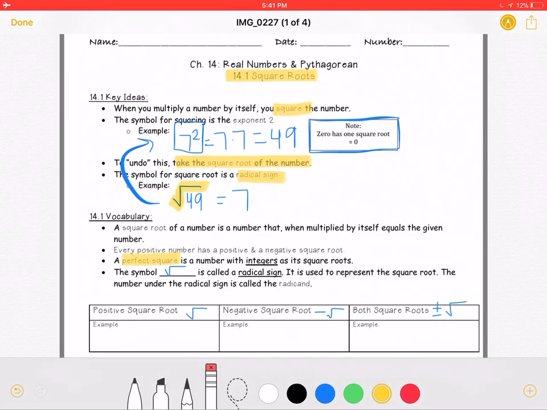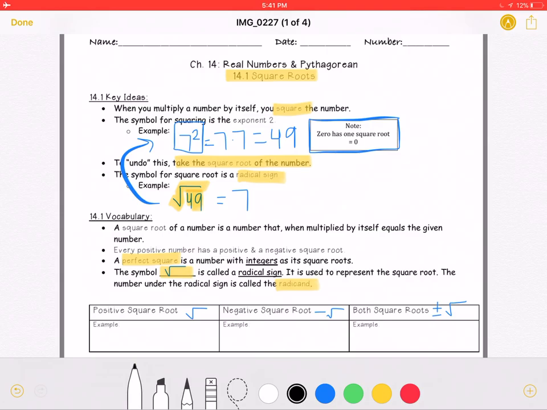So the symbol, again, looks like this. That's the radical sign. It is used to represent the square root. The number under the radical sign is called the radicand. So 49 in this case is the radicand. All right, let's take a look.